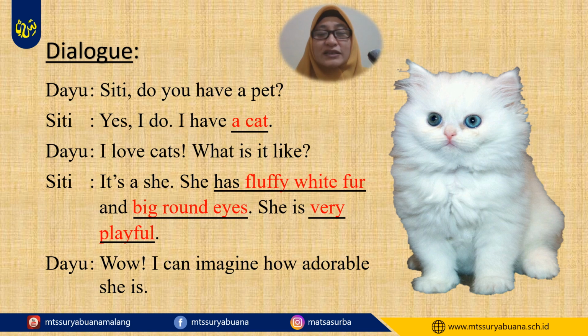So to describe an animal, we can use adjectives. Look at this: fluffy white fur. Fluffy and white explain the fur. Big and round describe the eyes, so the eyes are big and round. And she's very playful. The adjective playful describes the cat.